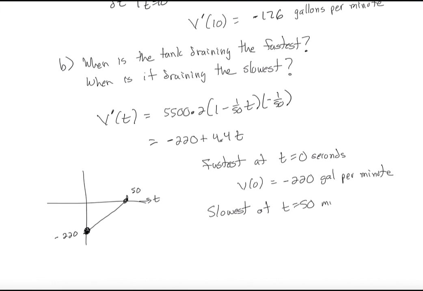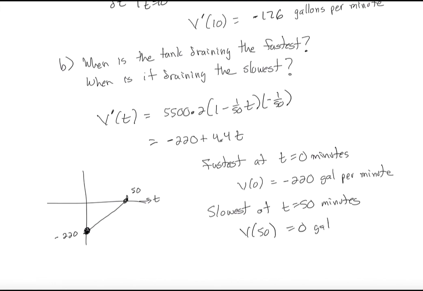Why did I write seconds up there? Let me fix that. So at t equals 0 minutes, I think I've said seconds a couple times here. I apologize. These are all minutes. So fastest at 0 minutes, and then the slowest at t equals 50 minutes, because V prime at 50 will be 0 gallons per minute.